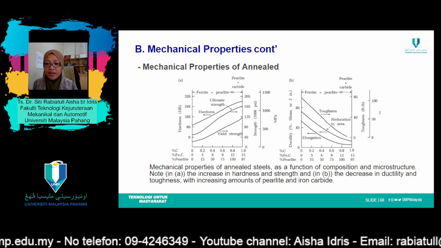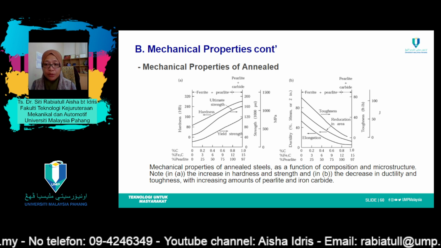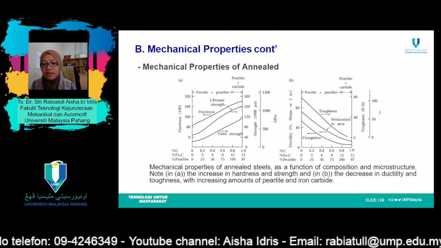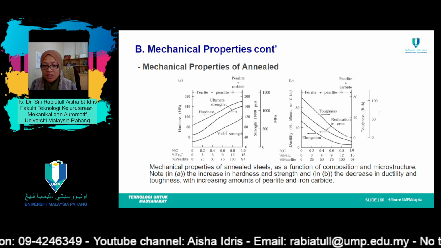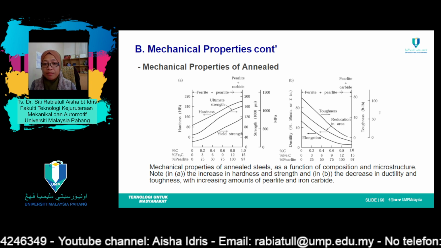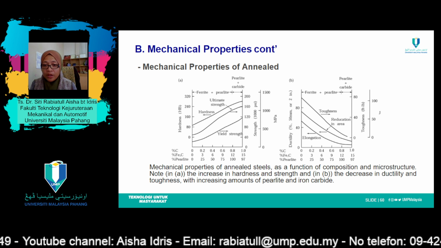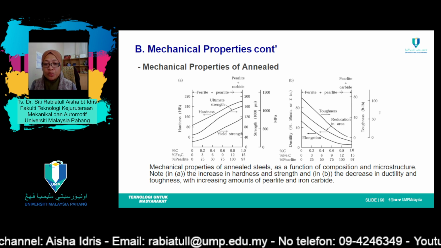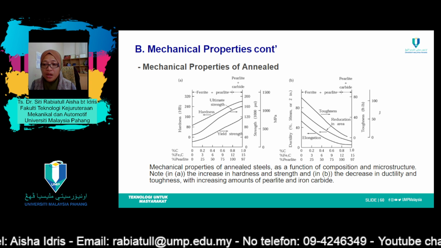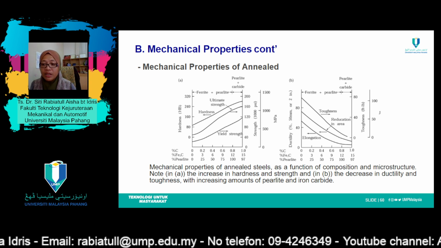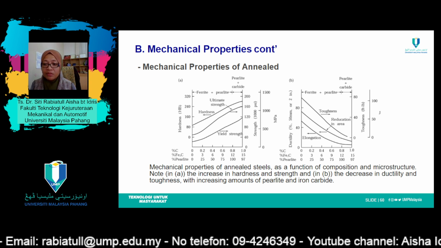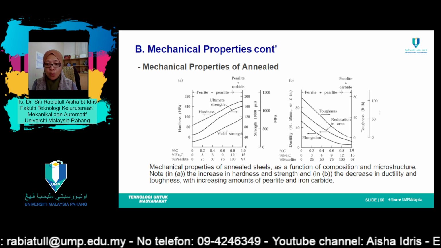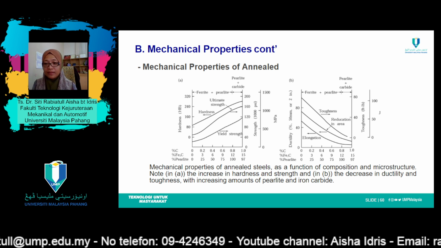And this graph shows the mechanical properties of annealed steel as a function of composition and microstructure. If you look at figure A there, graph A shows the increase in hardness and strength. Meanwhile, B shows a decrease in ductility and toughness with increasing amount of pearlite and iron carbide.